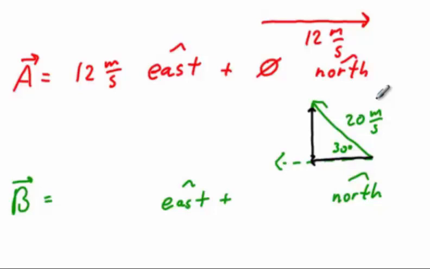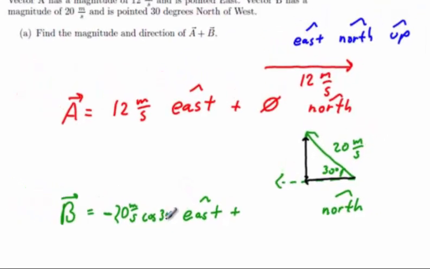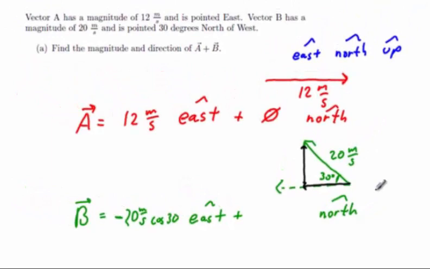So, asking ourselves once again, does the vector B have an east component? The answer is yes. That component is negative, and it is the piece that is adjacent to the 30-degree angle, meaning that we need to multiply the magnitude of 20 meters per second by the cosine of our angle of 30 degrees. Similarly, we ask ourselves whether the vector B has a north component. The answer is yes. Its north component is positive, and it is a piece of the vector that is opposite to the 30 degrees. Therefore, we will take 20 meters per second times the sine of 30 degrees.